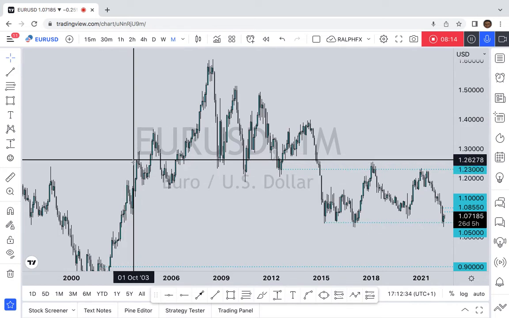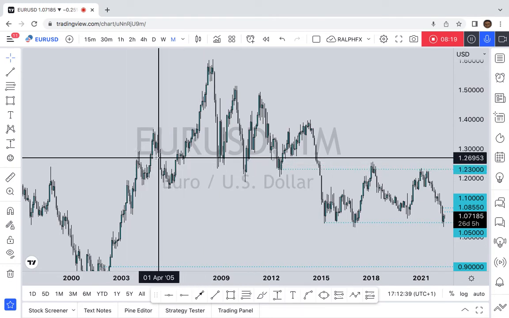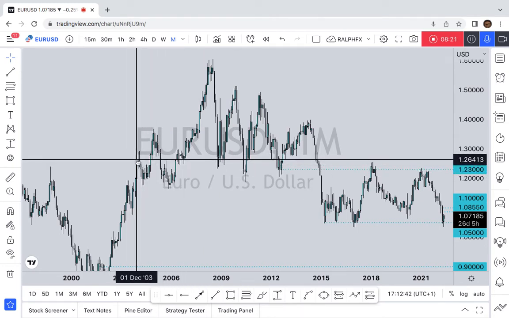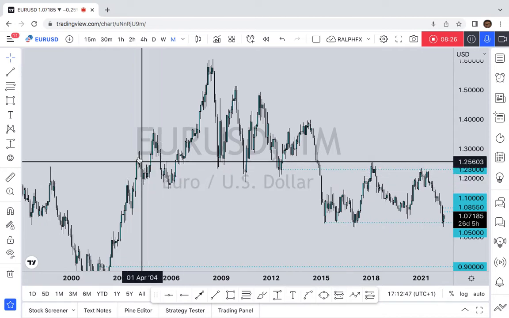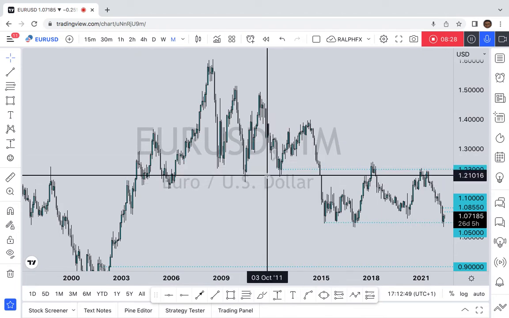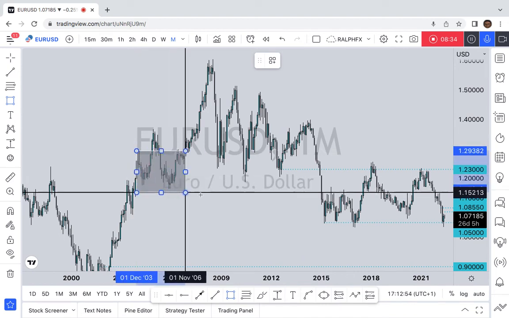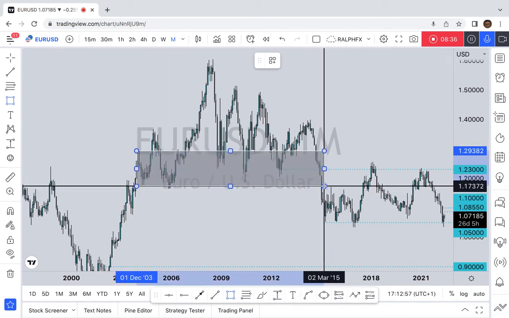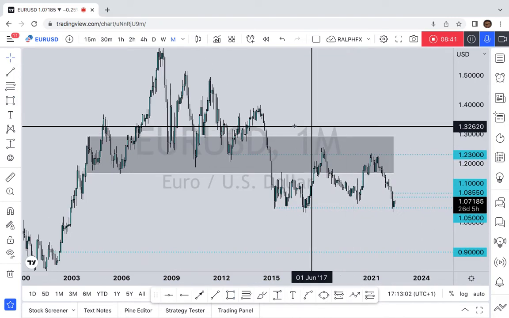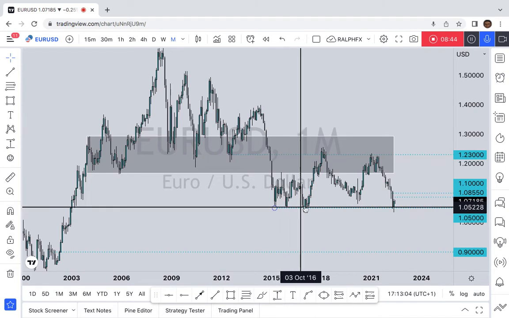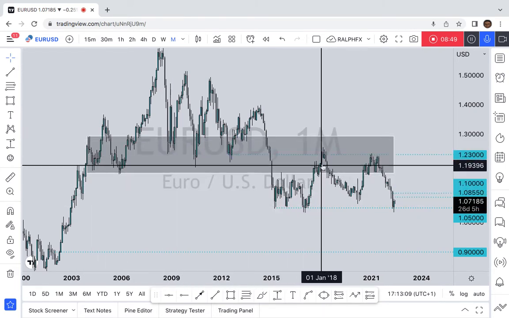So you can see this range from 1.265 all the way down here. This whole range was a demand zone. If I use a box tool, you can draw it across just like that. And you can see when price pushed below this demand zone, it came back to retest it. When the demand zone is broken, it could become a supply zone.